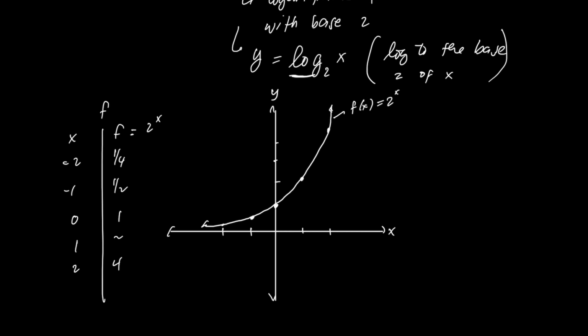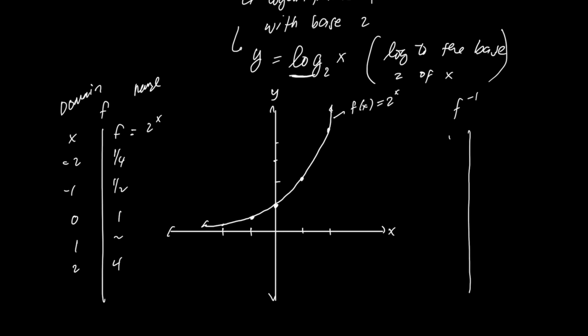Now since the inverse, take note, this is from the domain, and this is from the range. Take note that for the inverse functions, the domain of the original function is the range of its inverse, and the range of the original function is the domain of its inverse function.